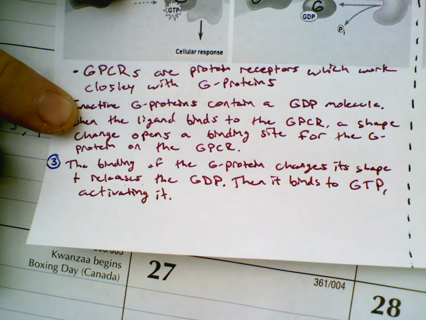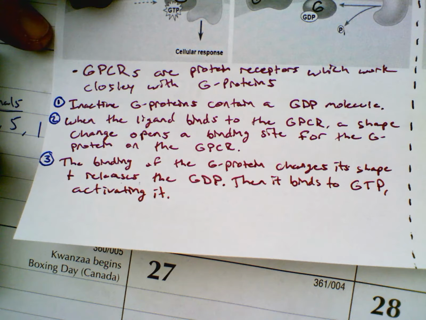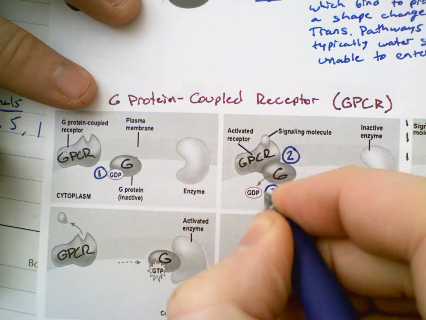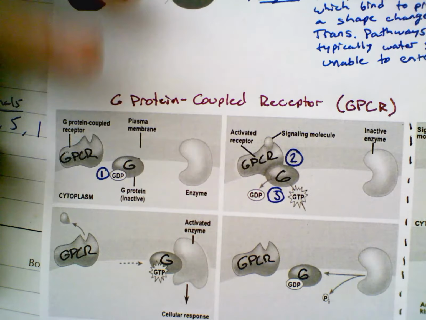And by activating it, what does that mean? Well, it just bound to GTP, so what's going to happen to it? It's going to change its shape, right? Which is going to allow it to interact with something new. Okay, so we see that happening here. Here's step 3. So here's what happens.